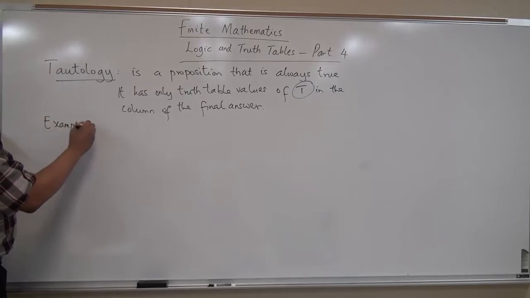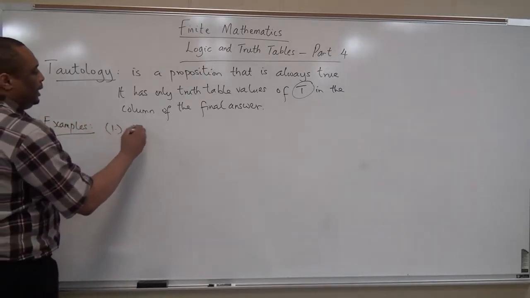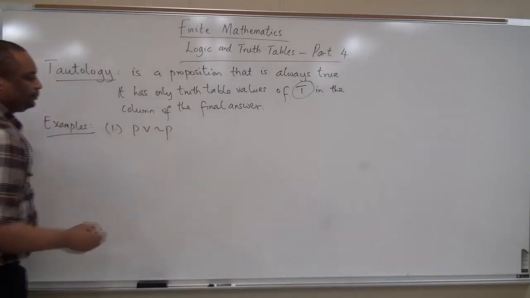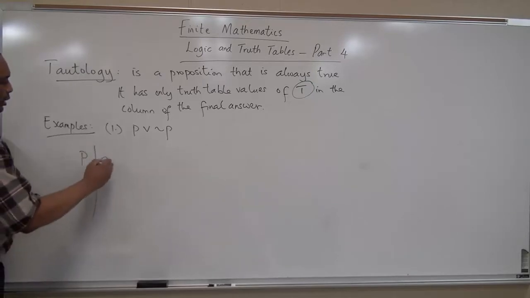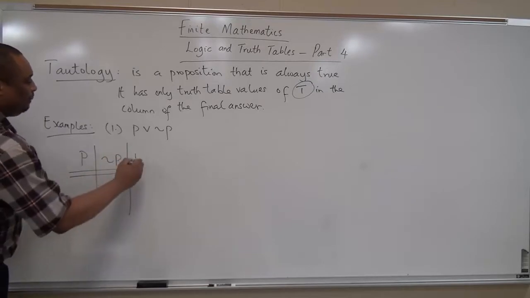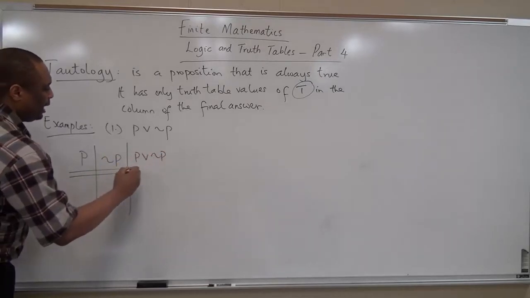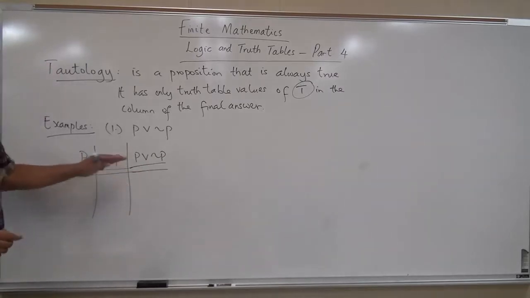The first one, let's look at P or not P. Because this is one statement, one proposition, it has two possibilities. We did that in previous videos. So we have P, not P, and then P or not P. And usually I like using double lines to differentiate it. That is the way I like doing it.